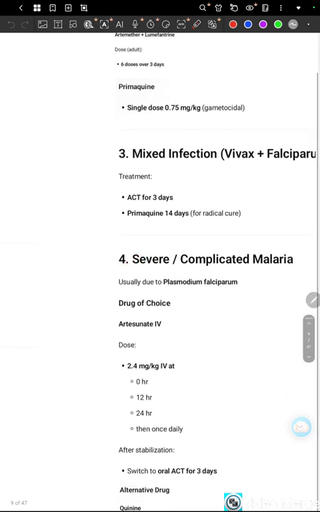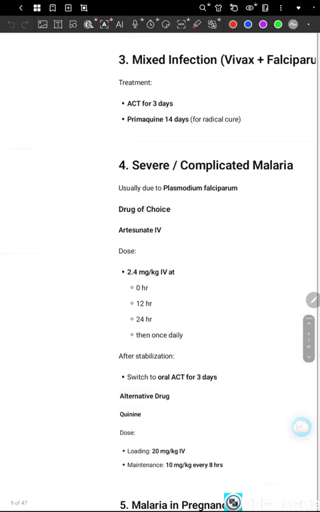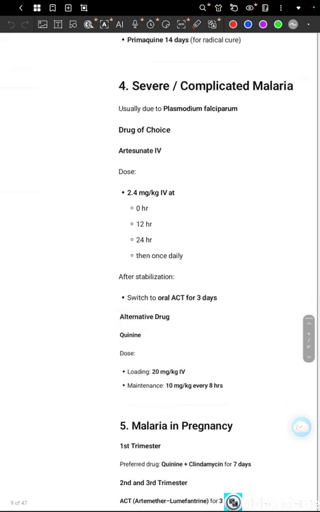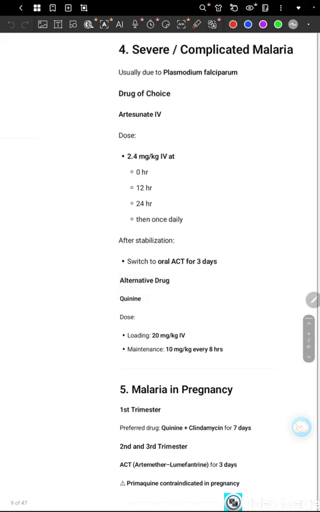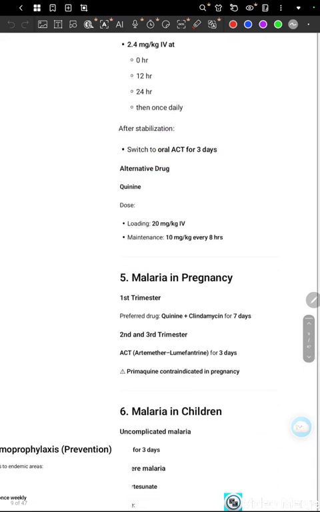Then severe or complicated malaria, usually it is due to Plasmodium falciparum. The drug of choice is IV artesunate. Dose is 2.4 mg per kg. It is given at 0 dose, then 12 hours and 24 hours, and then once daily, and then switch to oral artemisinin combination therapy for 3 days. Then quinine can be used as an alternate drug. Loading dose of 20 mg per kg IV is given, and maintenance dose of 10 mg per kg is given every 8 hours.